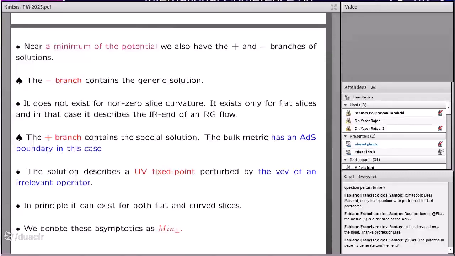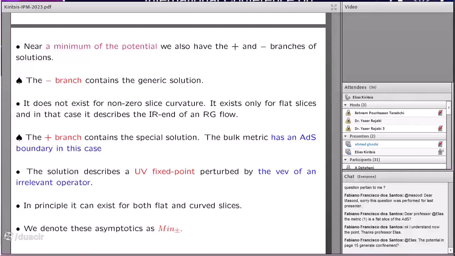There is another less well-known branch of solutions, which is the plus branch. This is a special solution again. It contains one less parameter, and in such a case, the AdS metric that you compute has an AdS boundary near this solution and not the interior of AdS. So this solution, in fact, describes a UV fixed point. And in particular, this UV fixed point is driven by the VEV of an irrelevant operator. And such a solution can exist in general both for flat and curved slices.